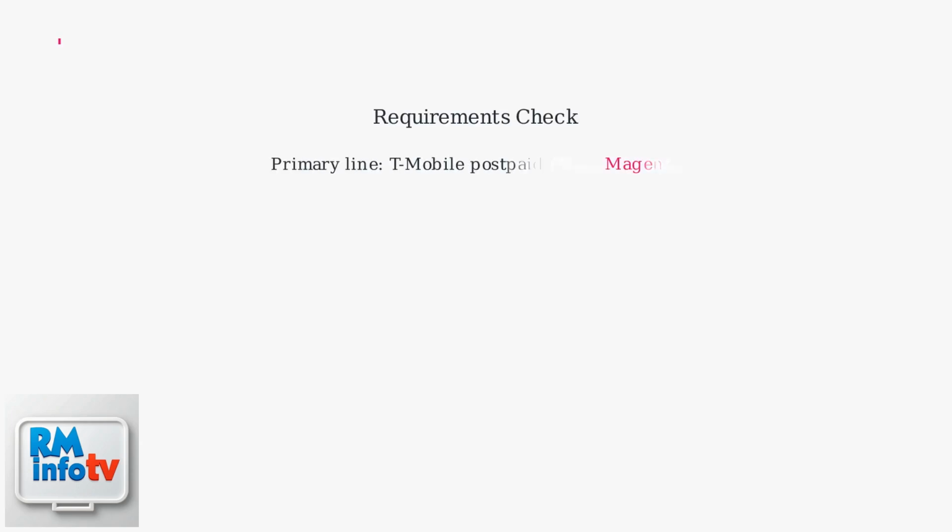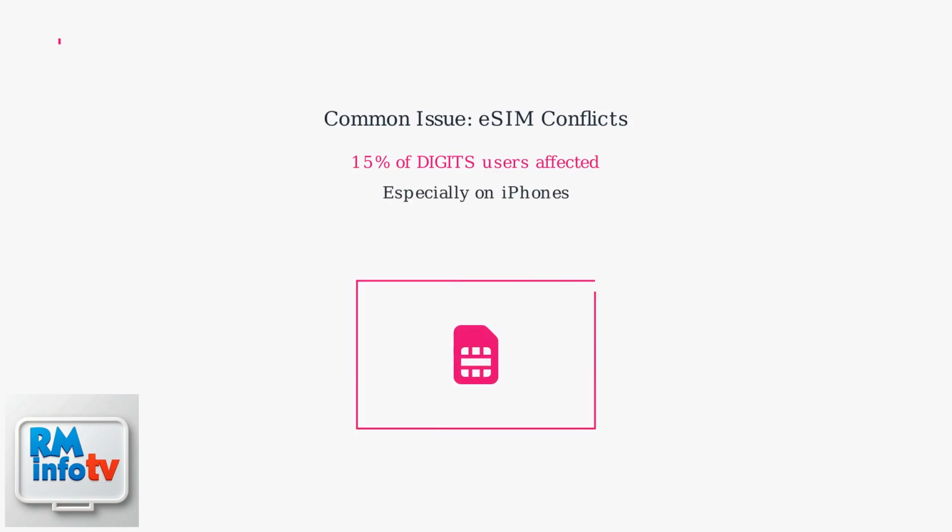Experiencing issues activating Digits or linking your number to multiple devices? First, ensure your primary line is a T-Mobile postpaid plan like Magenta and that your devices meet the minimum requirements, Android 8 Plus or iOS 12 Plus. A common problem is eSIM conflicts, especially on iPhones. According to T-Mobile support data, approximately 15% of Digits users experience activation stalls due to eSIM conflicts.